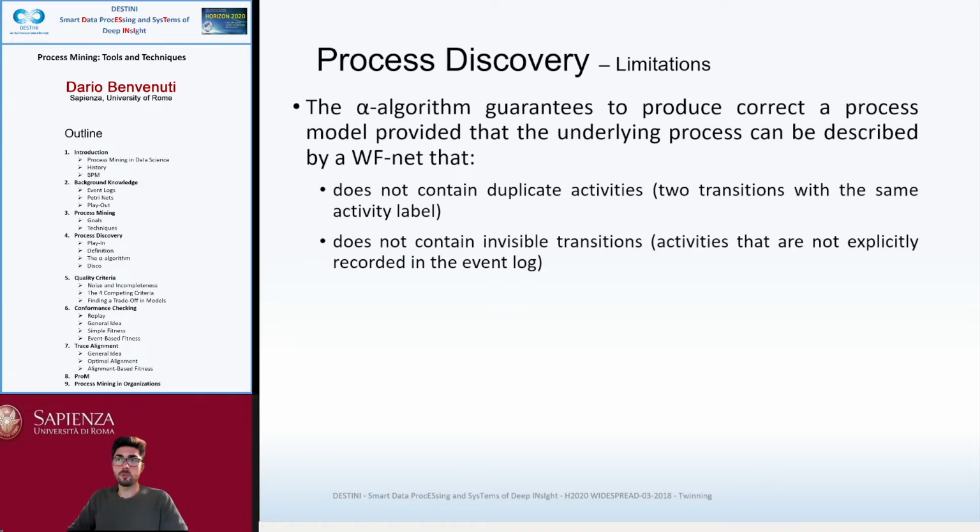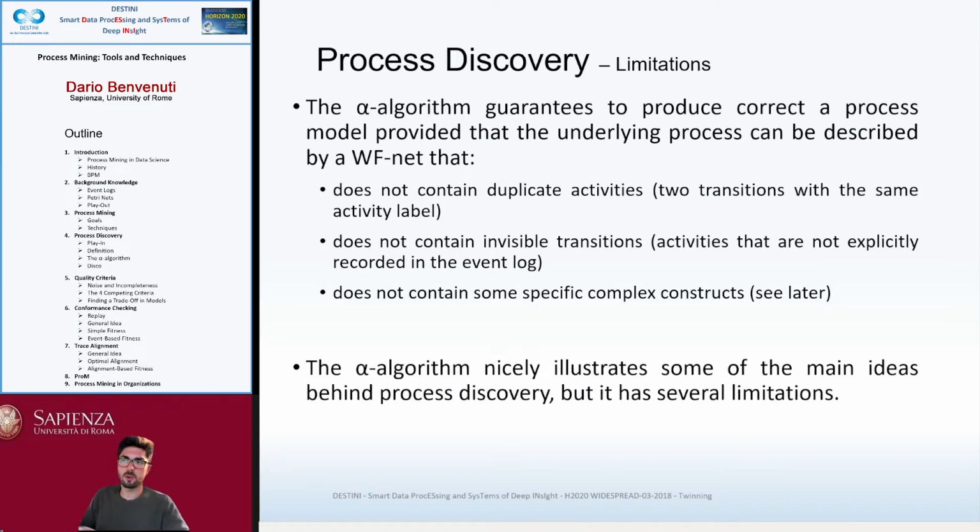this algorithm produces a model that can be described by a workflow net that cannot contain duplicate activities, so two transitions with the same activity label; cannot contain invisible transitions, so activities that are not explicitly recorded in the log. They can be, for example, silent activities, so something that is always performed under some circumstances, but is not so relevant to be logged; and cannot contain some complex constructs.